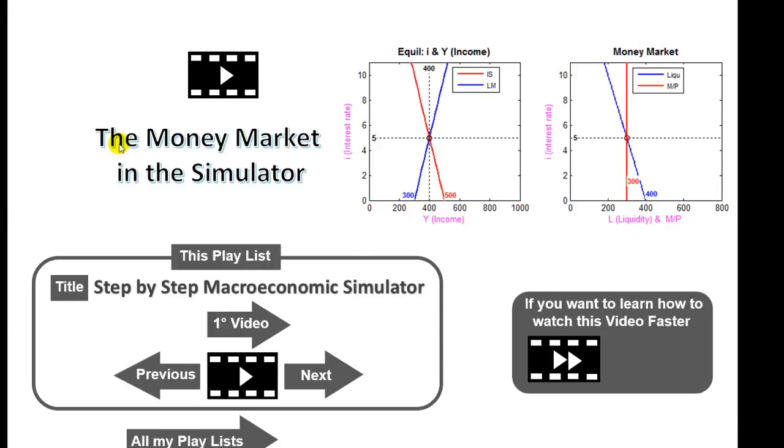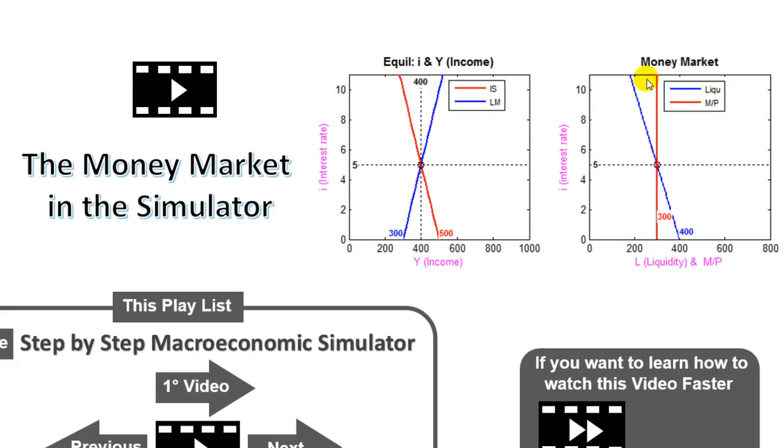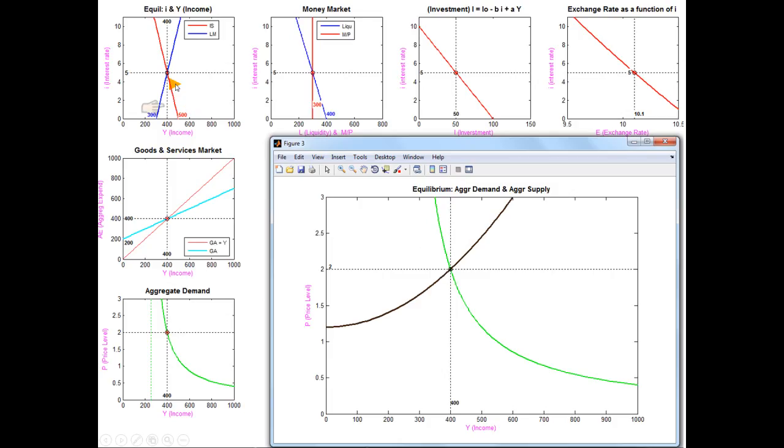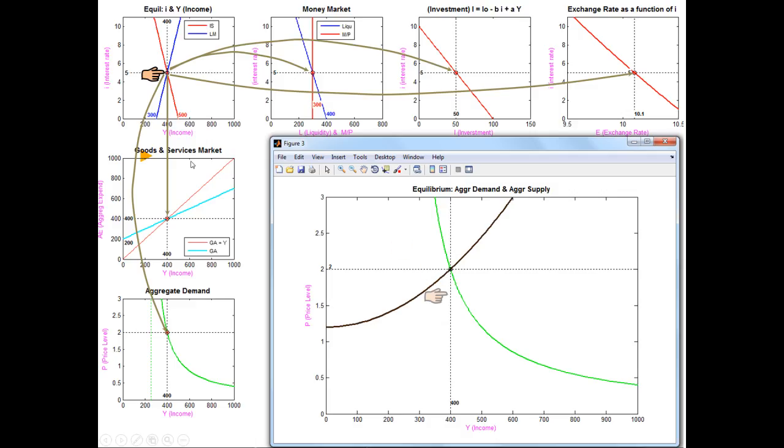Hello, in this video we are going to see the money market, which is this graph, in the simulator. Specifically, what we are going to do in this video is to transfer the information that we found in this graph and use it in this graph. If we see the big picture, we are going to transfer the information in this graph to this graph, but then to this one, and then to this one, and so on. And finally we are going to get this graph. But for the time being, in this video we are going to see only the relationship between this and this.